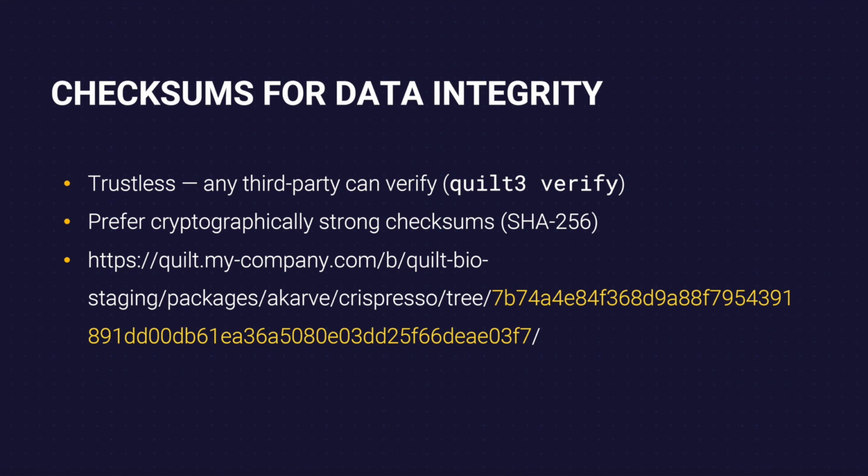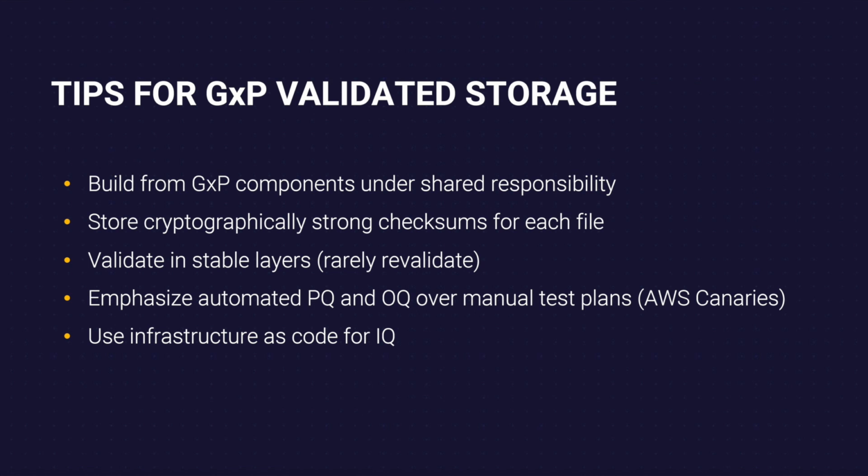Last thing, I talked a little bit about data integrity and checksums. The notes here are to prefer cryptographically strong checksums, and you can see in the anatomy of a Quilt URL how we do link that code essentially is a SHA-256 hash. What does that mean? It is a hash of all the hashes of the constituents of the data set. And that's how people can trustlessly verify, yes, these numbers match and nobody has changed any of the data. That's part of it.